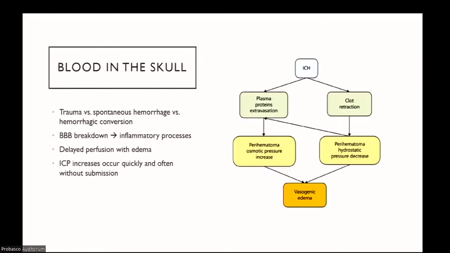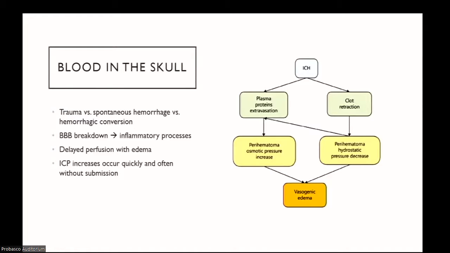Osmotic gradients are disrupted, and that leads to plasma protein extravasation, and ultimately osmotic pressure increases while hydrostatic pressure decreases. That leads to vasogenic edema formation. And then erythrocyte lysis and hemoglobin toxicity contribute to delayed cerebral edema, and vasospasm and ischemia begin to develop as a result of tissue oxygenation impairment.